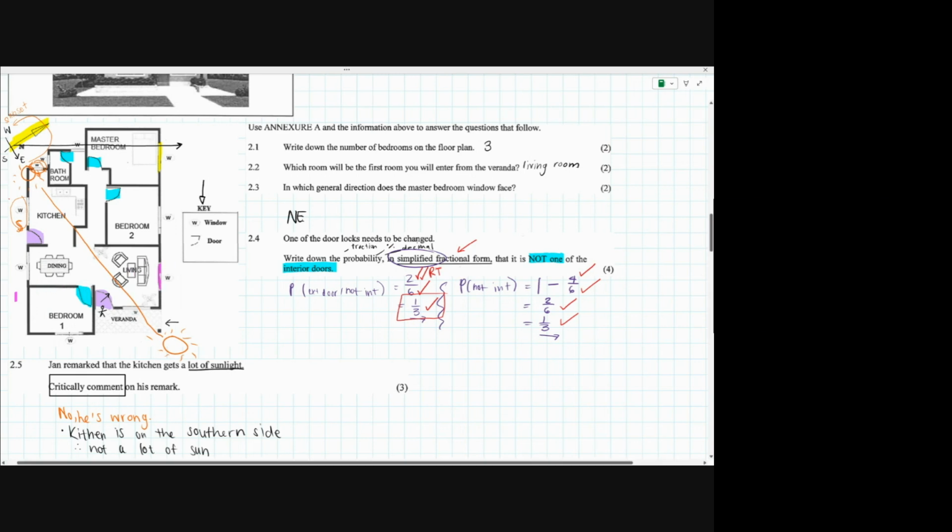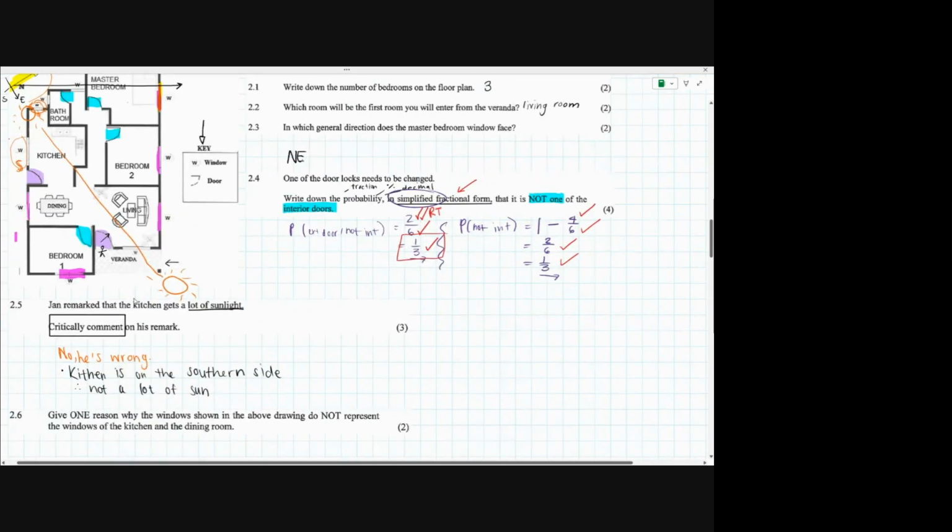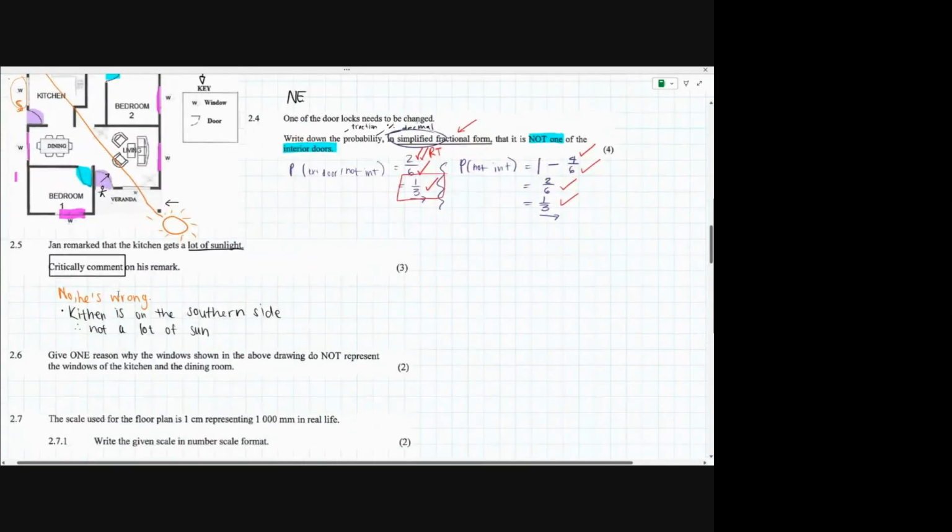Right, so here are our windows shown on our plan. Let's hope this continues to work. Windows, windows, windows, etc., etc. Here's our dining room. And the question is asking us to refer to the dining room and the kitchen. Okay. I'm going to be honest, I don't know if I understand this question. Anyone understanding it better than me? Give one reason why the windows shown in the above drawing do not represent the windows of the kitchen and the dining room. I understood it when I put this all together, but now my brain's gone.